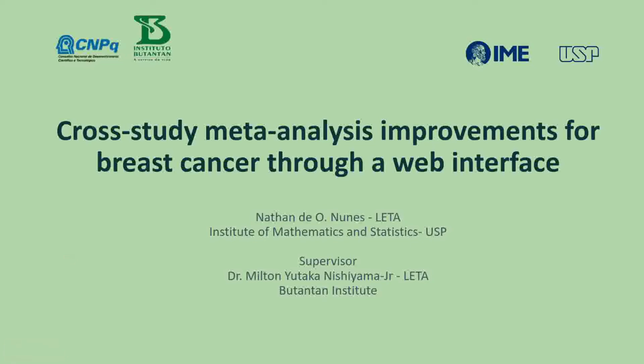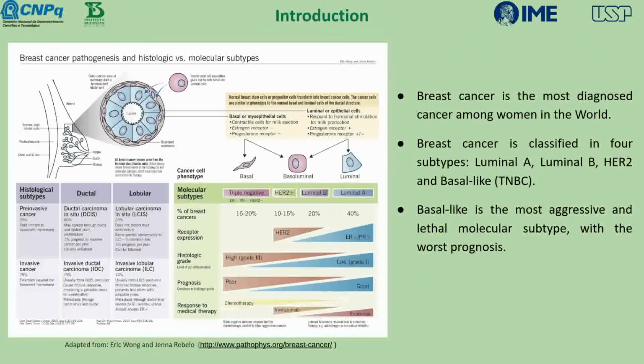I'm at the Butantan Institute, and I'm going to present our work on cross-study meta-analysis improvements for breast cancer through a web interface. Breast cancer is the most diagnosed cancer among women in the world, and it's usually classified in 4 subtypes: luminal A, luminal B, HER2, and basal-like, being basal-like the most aggressive and lethal subtype and with the worst prognosis.